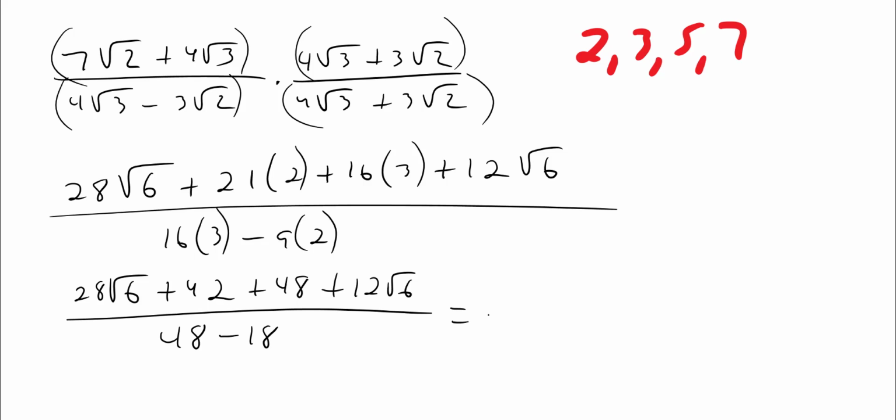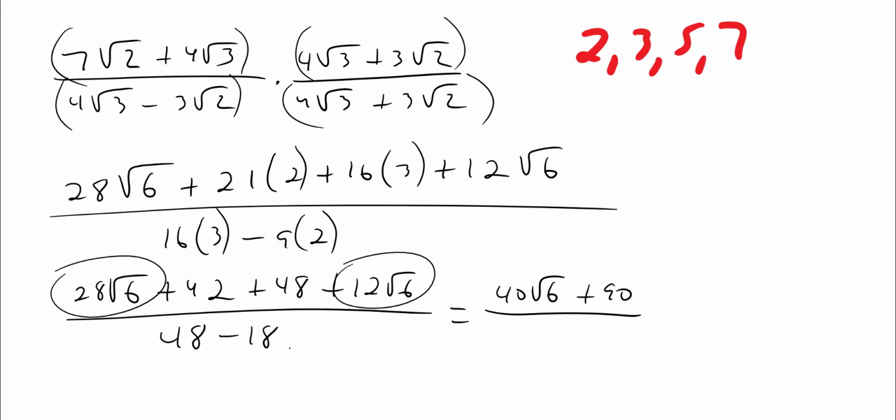Okay? So you get, if I combine these guys together, which I can, so 28 root 6 plus 12 root 6 is 40 root 6. And then 42 plus 48 is 90, plus 90 over 48 minus 18 is 30. That's it. We're done with the problem. Okay, you just got to be careful, but it's really not bad at all. Okay? I'm going to do one more.